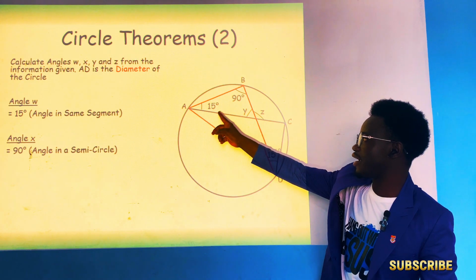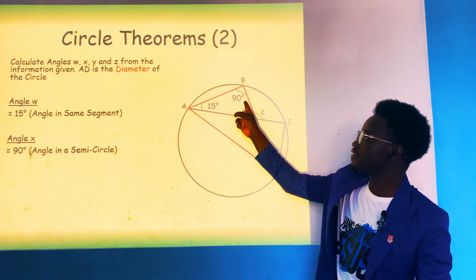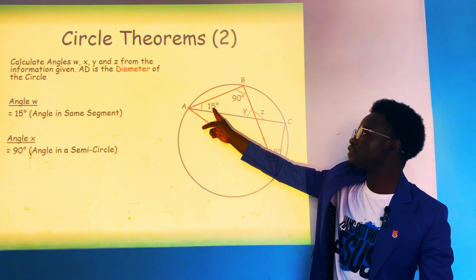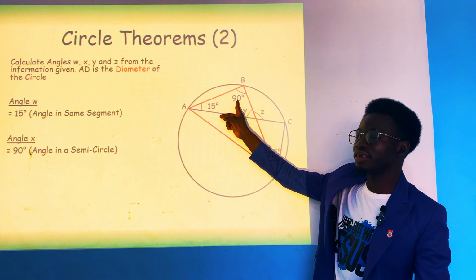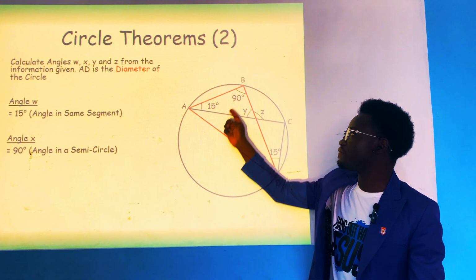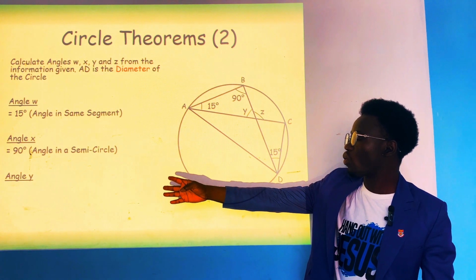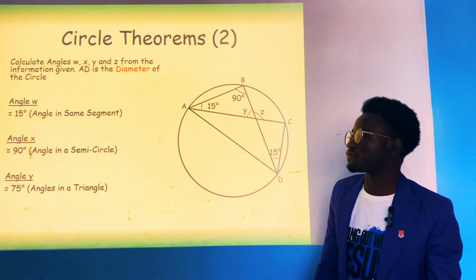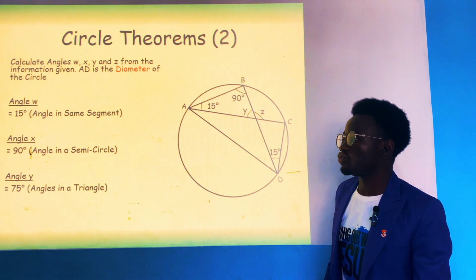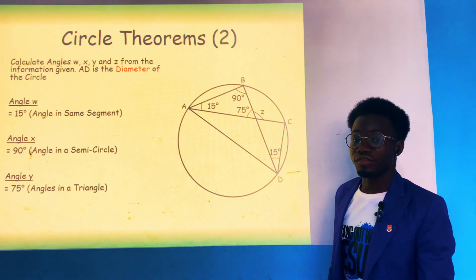If I know X and I know W, then I can find Y. So if I sum everything inside here, it should give me 180 degrees. So 15 degrees plus 90 degrees will give me 105 degrees. I take 105 degrees from 180 and I'll get my Y. So Y is equal to 75 degrees. Angles in a triangle always sum up to 180. So Y here is 75 degrees.